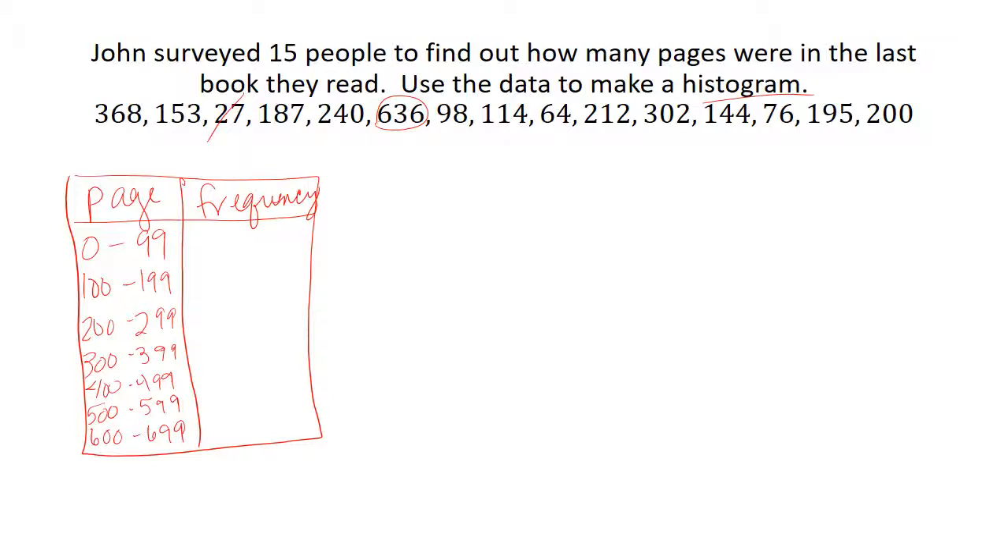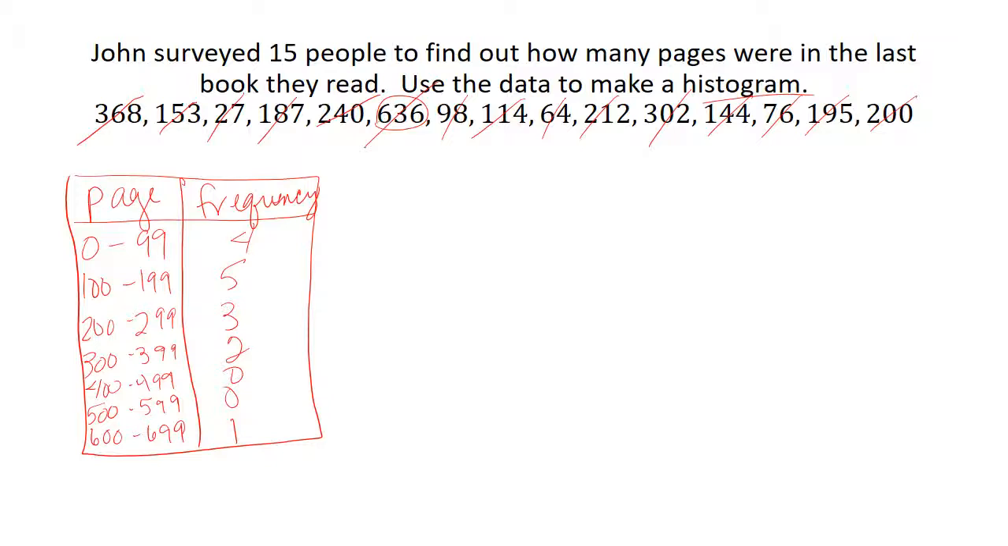So we've got 1, 2, 3, 4. Between 100 and 199, we've got 1, 2, 3, oh, not that one, 4, 5. And then between 200 and 299, we've got 1, 2, 3. Between 300 and 399, we have 1, 2. Between 400 and 499, there's 0. And between 500 and 599, there's 0. And then there's one crazy guy who reads a 630-page book. So we got a 1 there.